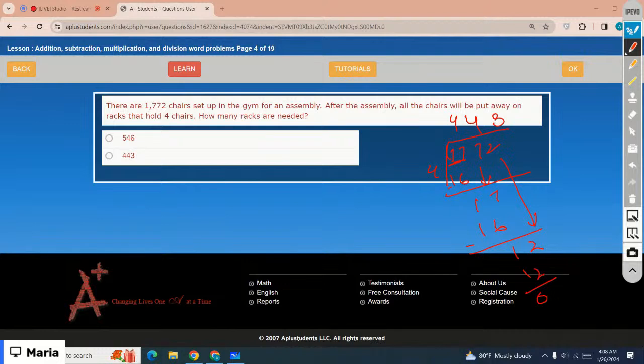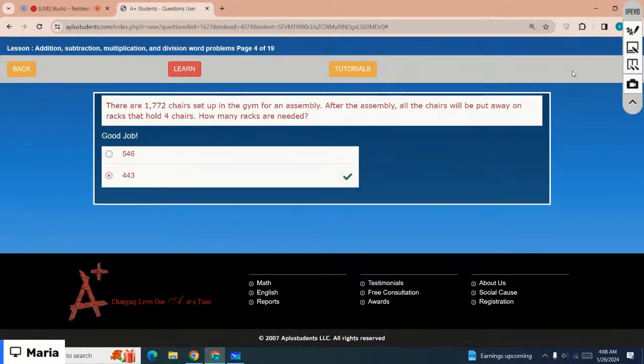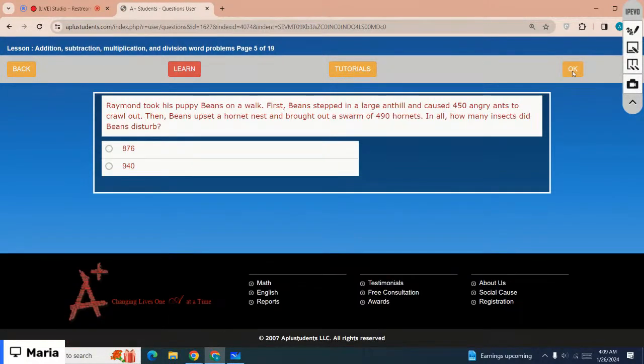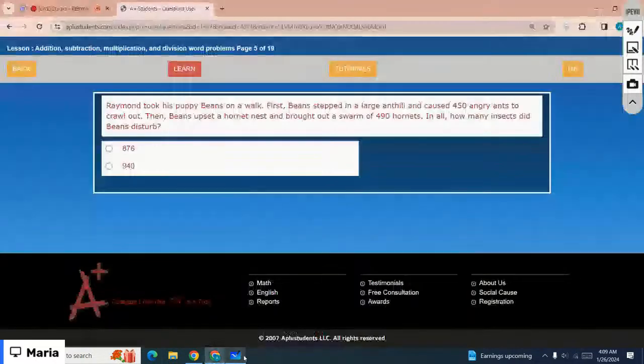Please do not guess the answers. Use your notebook and pencil and solve the question in your notebook. We're working on grade 4 math. The chapter we are working on is mixed operations, and the lesson we are on is addition, subtraction, multiplication, and division word problems.